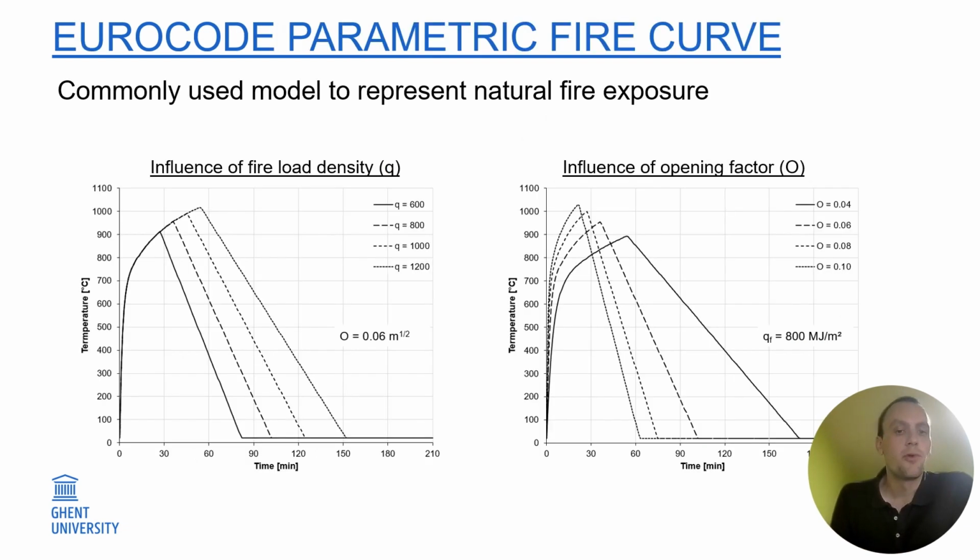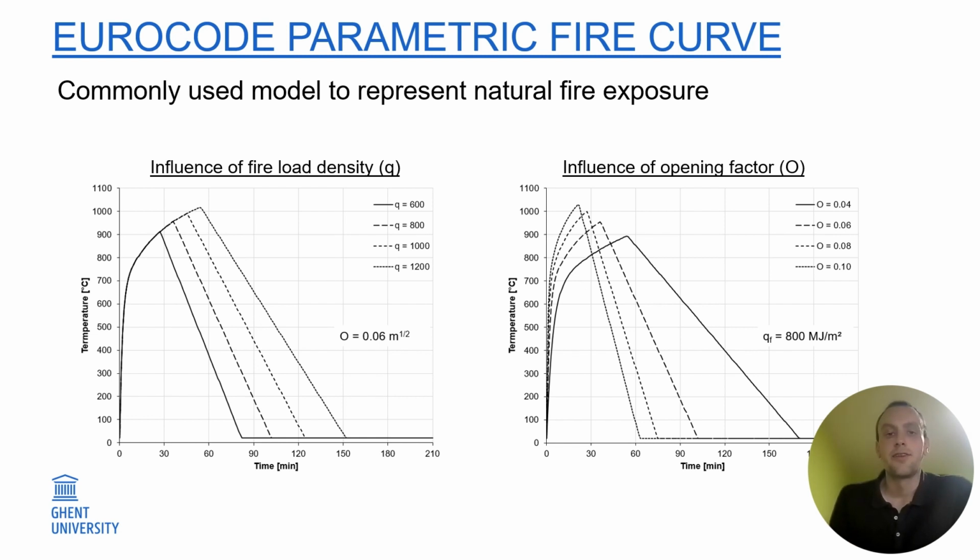If we focus a bit more on the fire scenario, then there are actually multiple models available to represent natural fire exposure. One of the most commonly used methods is, however, the Eurocode parametric fire curve, which takes four input parameters, being the fire load density, the opening factor, the dimensions of the compartment, and also the thermal inertia of the linings.